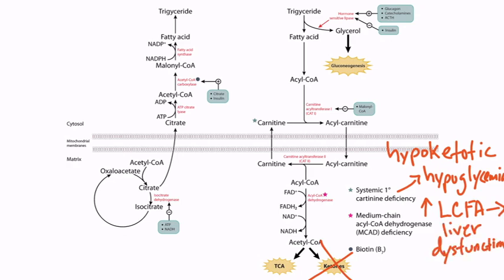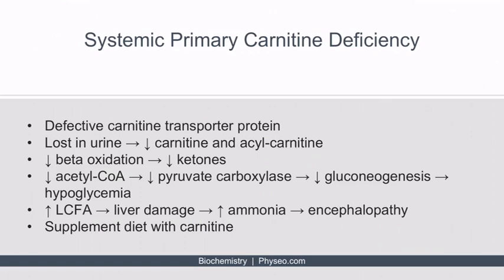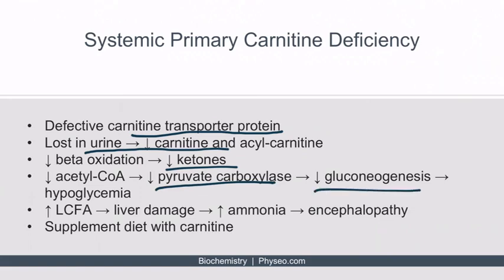Okay, let's see what your text says. So again, systemic primary carnitine deficiency is caused by a defective carnitine transporter protein. This results in the loss of carnitine in the urine, so carnitine levels will be low. This impairs beta oxidation, resulting in decreased ketones. Because acetyl-CoA levels decrease from impaired beta oxidation, the enzyme pyruvate carboxylase is downregulated. This results in decreased gluconeogenesis and therefore hypoglycemia.